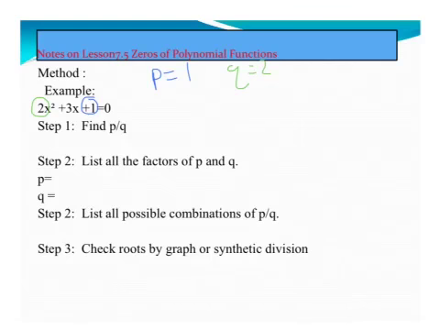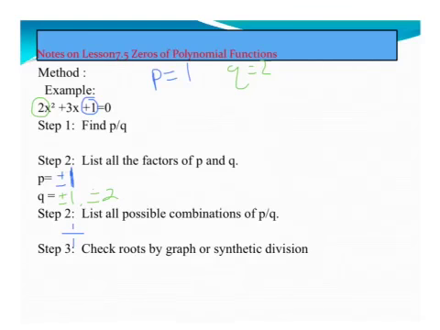What we want to do is list all the factors of p and q. Well, the factors of p, which is 1, are basically just 1 and negative 1. So plus or minus 1. For q, we have the factors of 2. So that'd be 1 and 2, and negative 1 and negative 2. So we're going to have plus or minus 1, plus or minus 2.